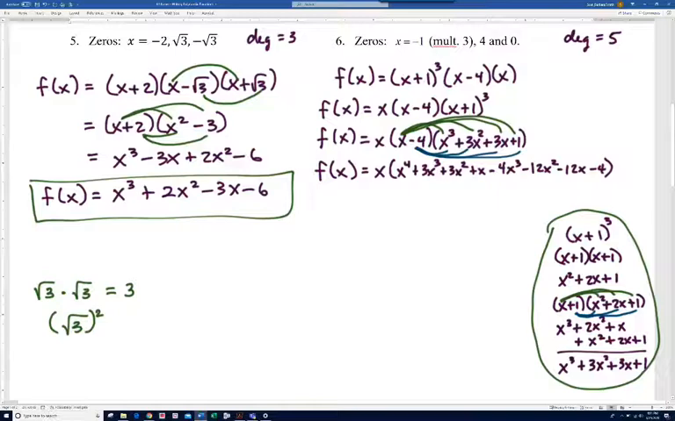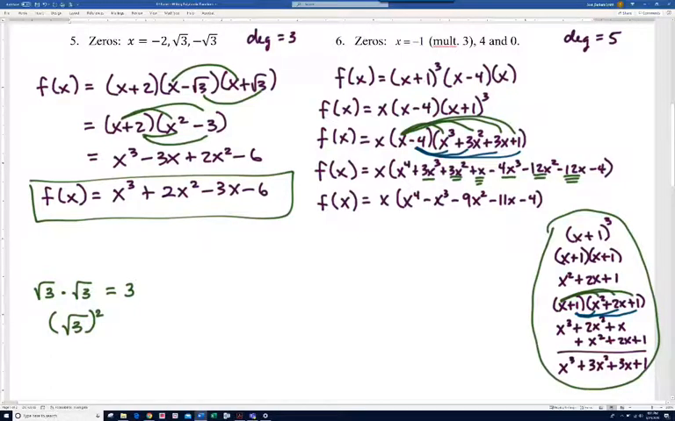You'll notice we have some like terms we need to combine here, so let's take care of that next. So 3x cubed and a minus 4x cubed gives you a minus x cubed. You've got a 3x squared and a minus 12x squared, that's a minus 9x squared. You've got a 1x and a minus 12x, which is a minus 11x. And don't forget the minus 4.